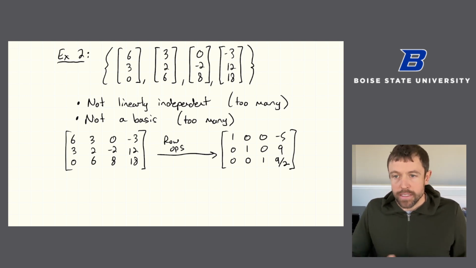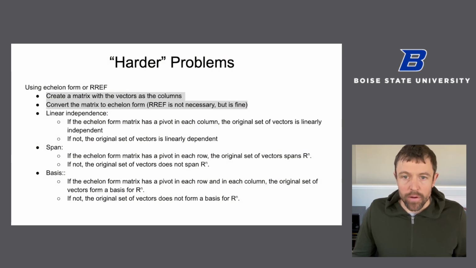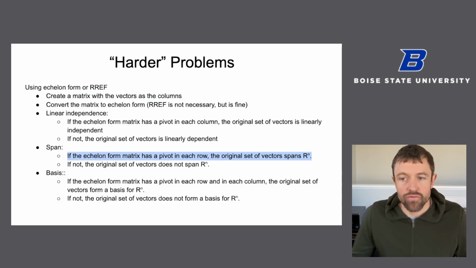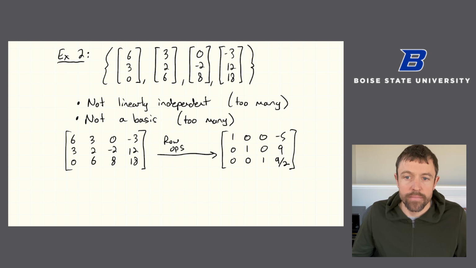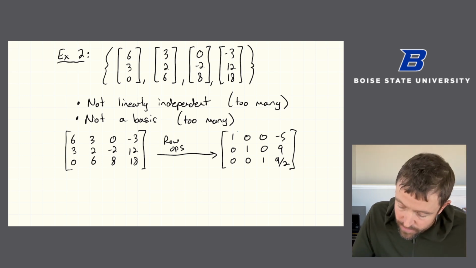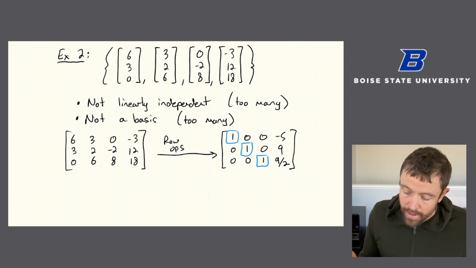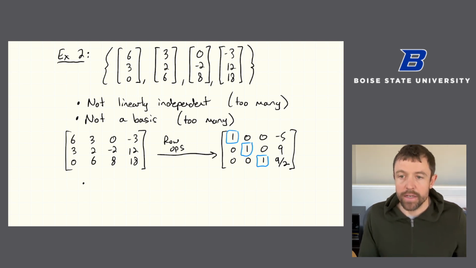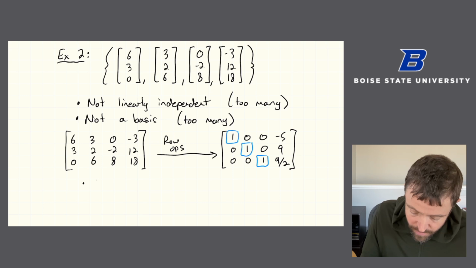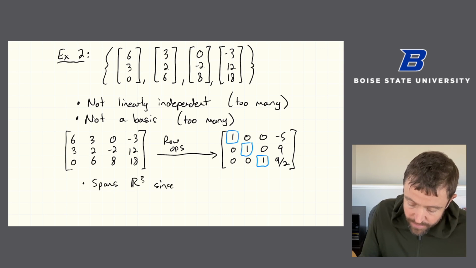And the way we use this is similar to when we were working with linear independence, but we're looking at the rows now. If the echelon form has a pivot in each row, then the original set of vectors spans Rn, and if not, it doesn't span Rn. So going back here, our pivots are here, and we have a pivot in each row. So this spans R3 since there is a pivot in each row.